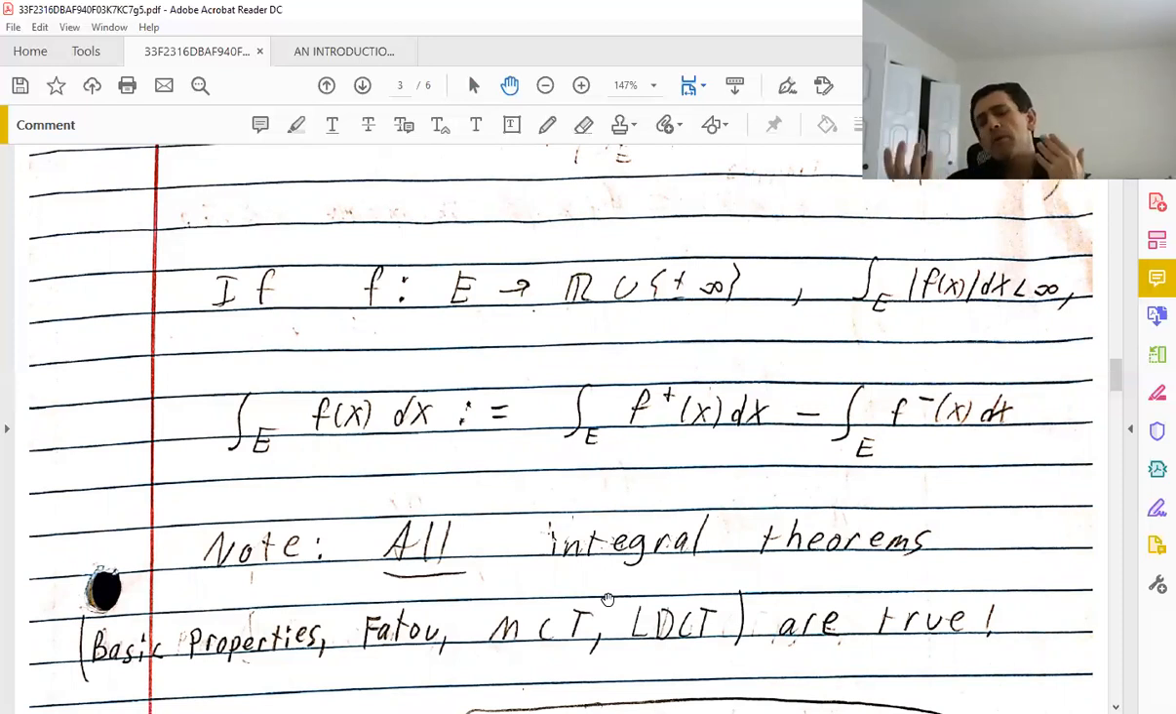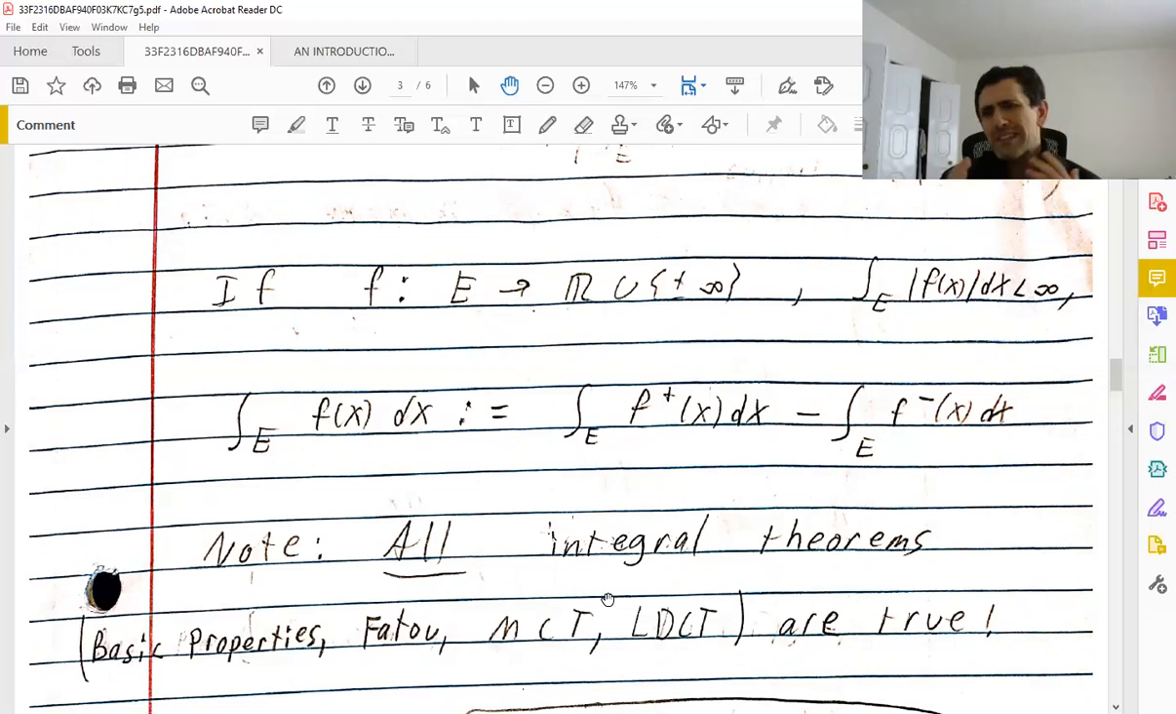And by the basic properties, I mean Lebesgue integration behaves very much like Lebesgue measure. Now, the proof of Fatou's lemma is a little bit different, but it's not much different. Otherwise, everything else is proved exactly the same.